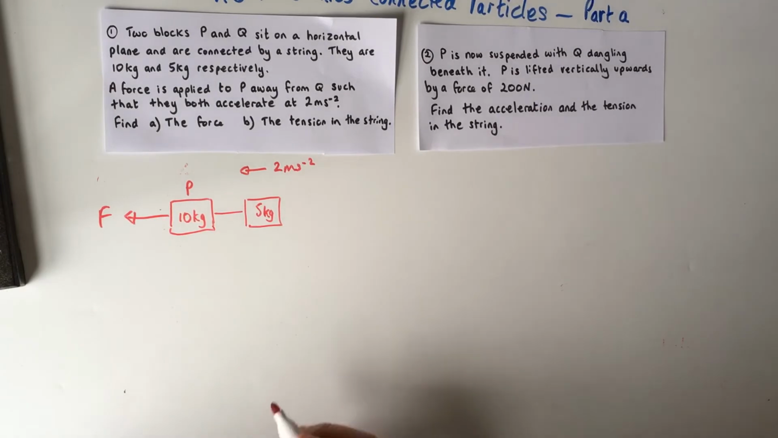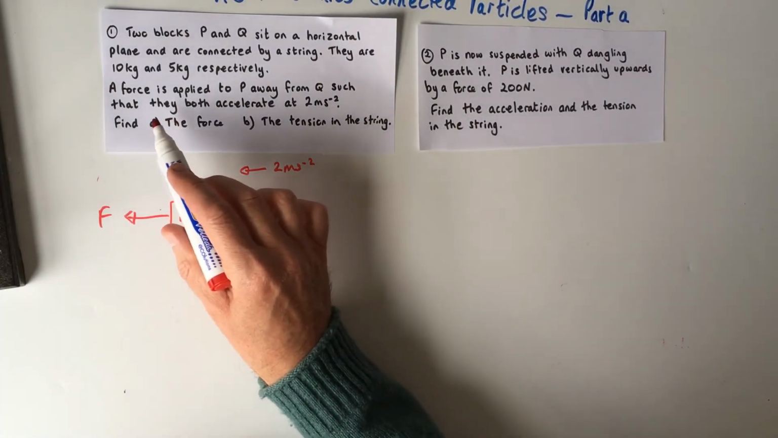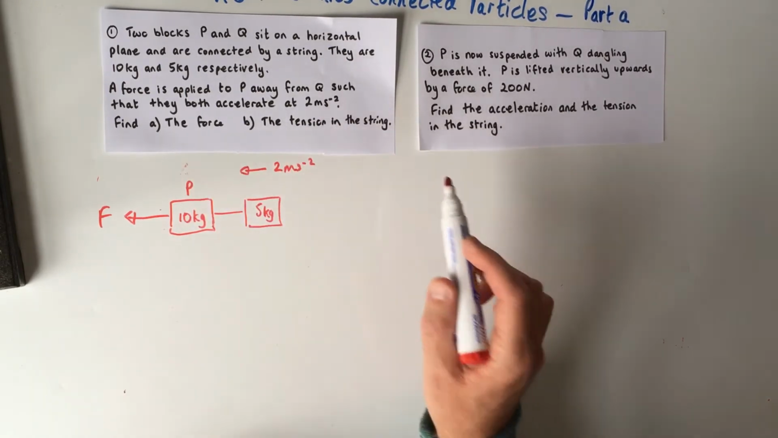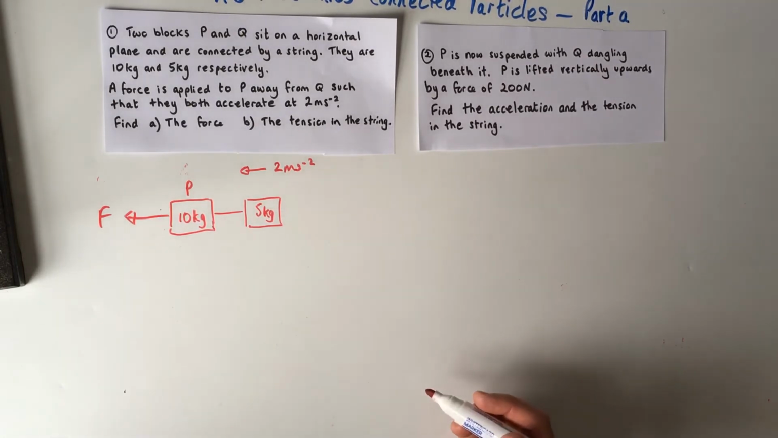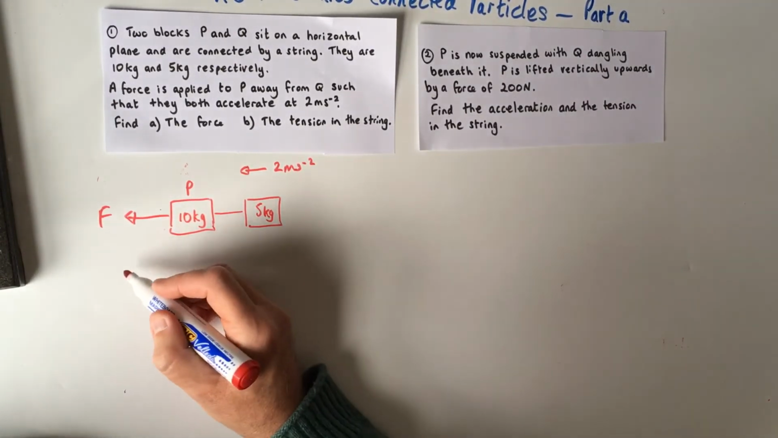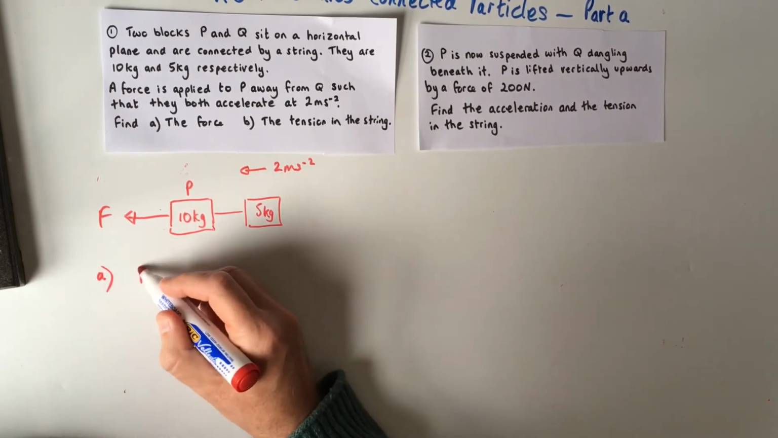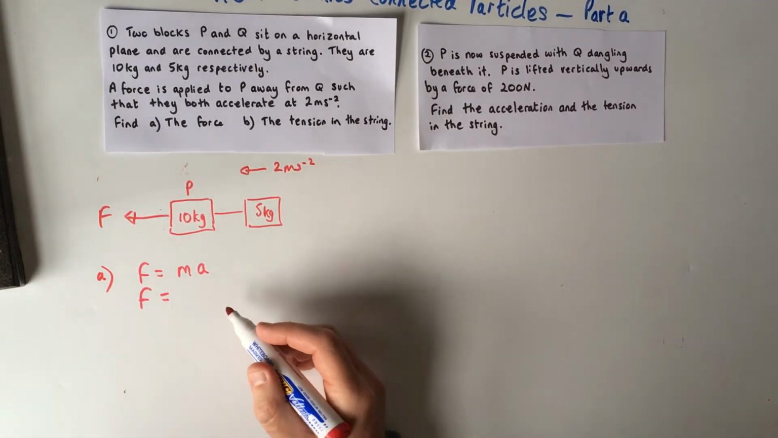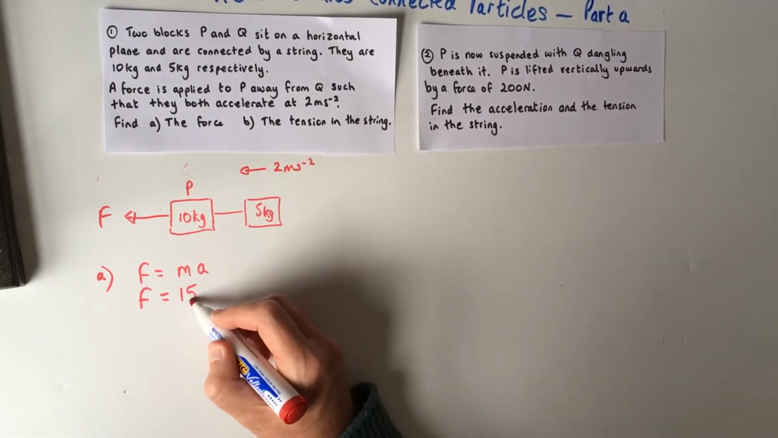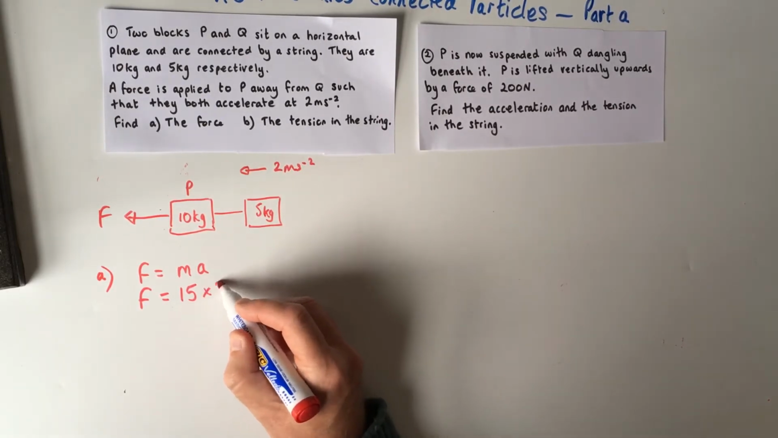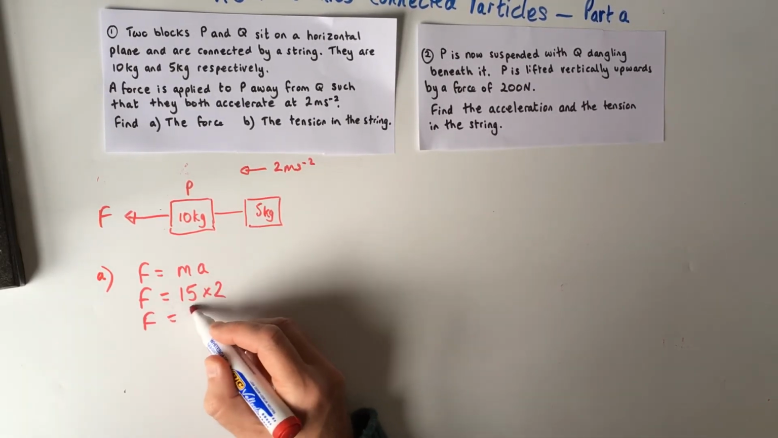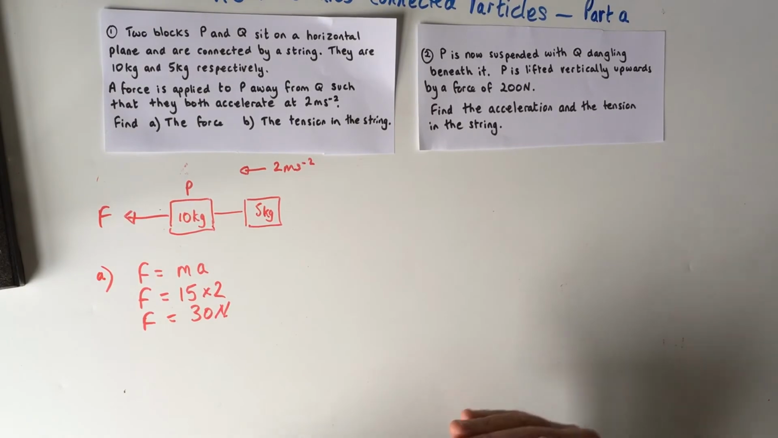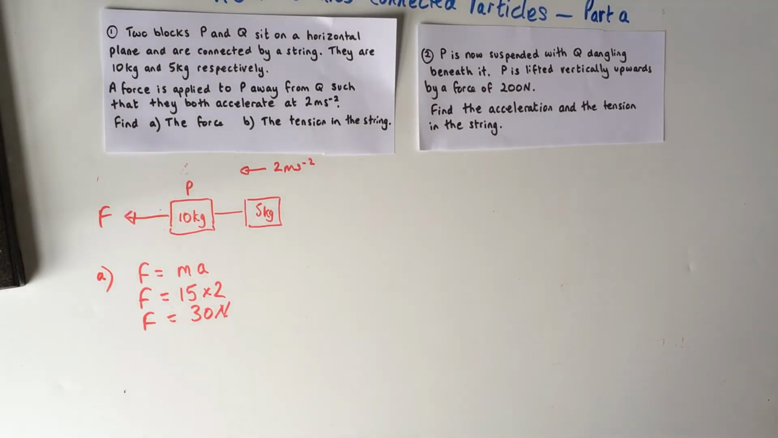Done it that way around for a change. A force is applied to P away from Q, so that they both accelerate at 2. So find the force and the tension in the string. Considering the whole thing, part A, the force F is equal to the mass times the acceleration. So quite simply, the mass of the whole thing is 15, the acceleration is 2, so it's simply 30 newtons. You need a 30 newton force with 15 kilograms to get that to accelerate at 2 meters per second squared.